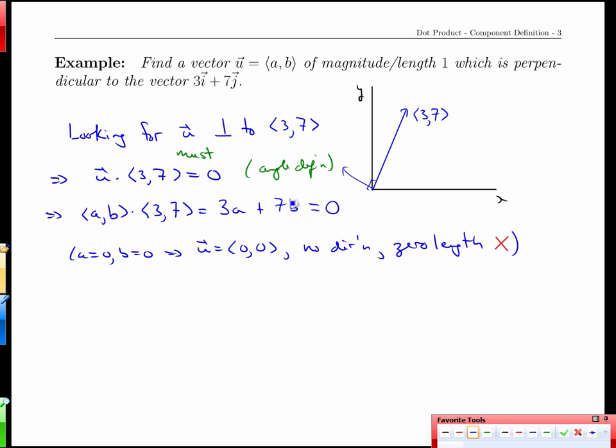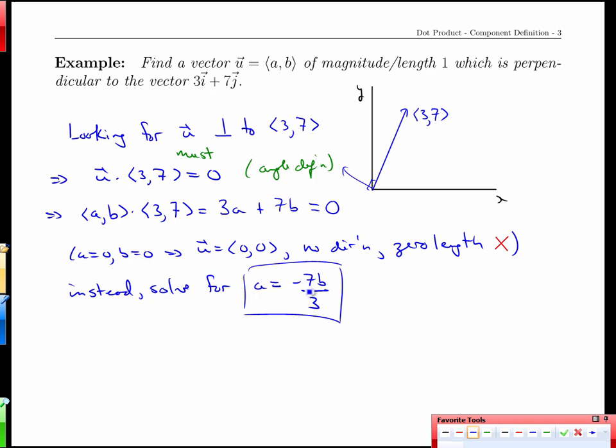So we have to get a little more sophisticated, but what we can say is how a and b are going to be related. So we can solve for a, let's say, which would be negative 7b over 3. And that would give us some idea of how the x and y components of this vector are related.